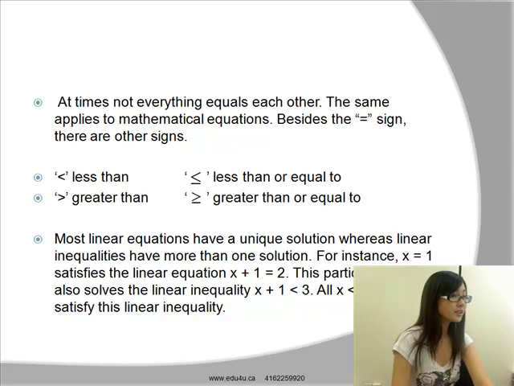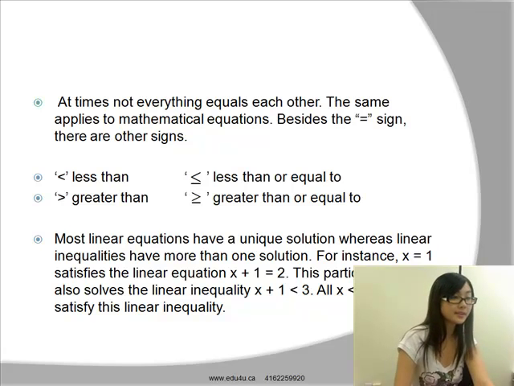At times, not everything is equal to each other. So besides the equal sign, there are other signs, like the less than sign, the greater than sign, the less than or equal to sign, or the greater than or equal to sign. Most linear equations have a unique solution, so they only have one solution, whereas linear inequalities have more than one.